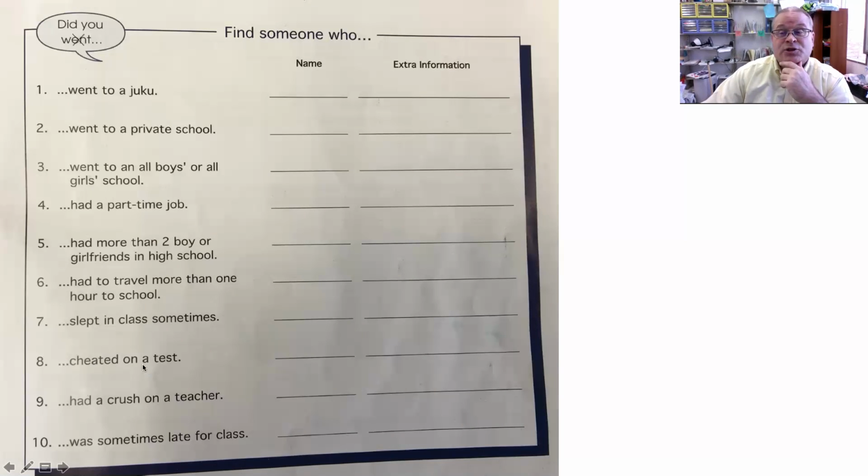Cheated on a test. Cheating is cunning, cunning paper. You look a little at another person's test, okay? Slept in class. Had to travel more than 1 hour to school. Your house to school, school to your house, more than 1 hour. Had more than 2 boy or girlfriends in high school. Of course you don't have to answer, it's okay. Had a part-time job. Went to an all boys or all girls school.